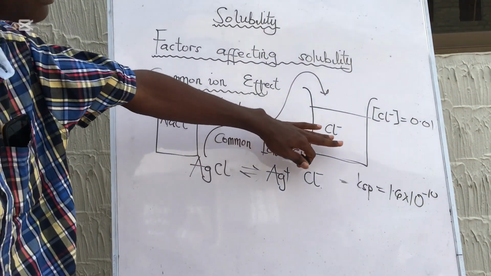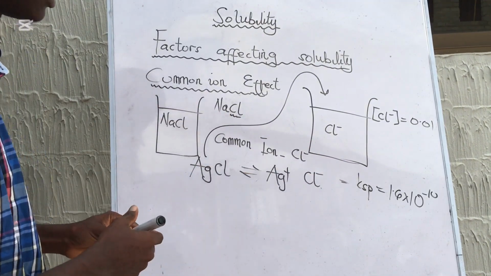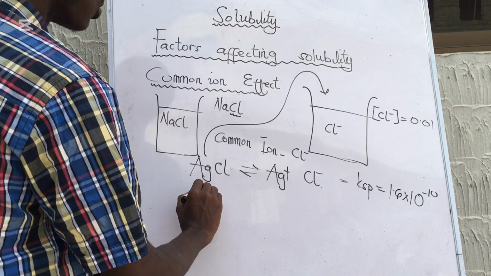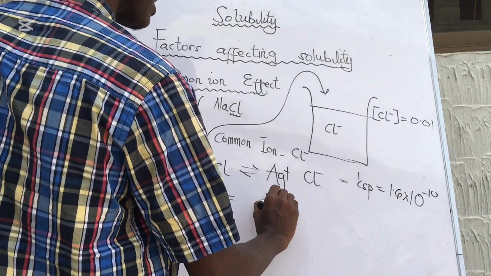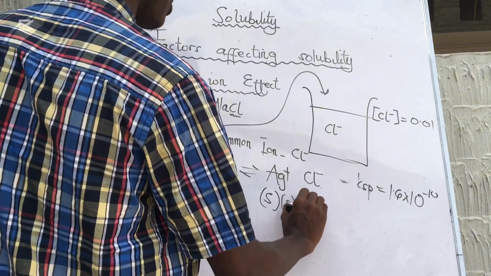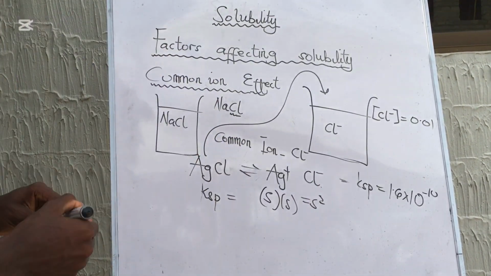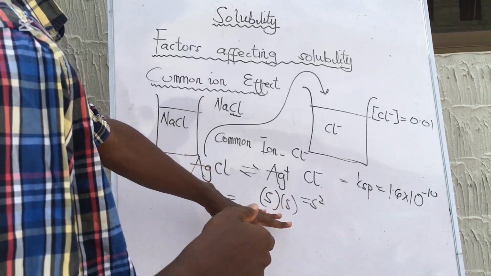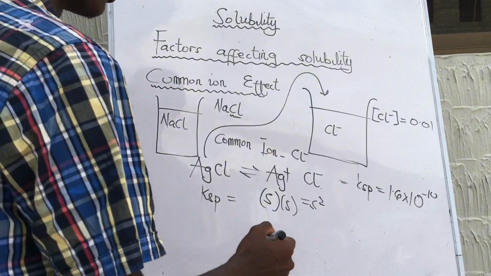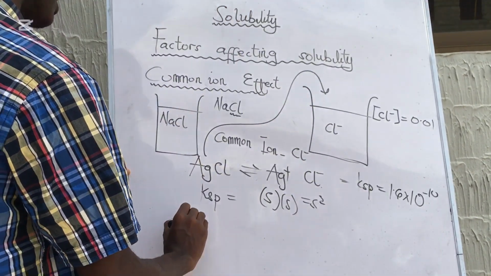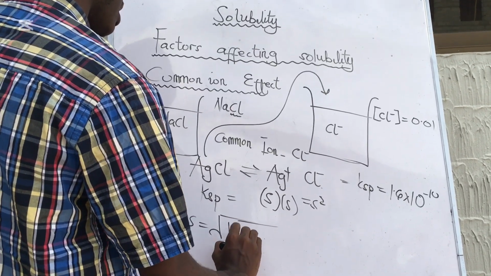If this is the concentration of the Cl minus already in the solution, then we can find the solubility. You remember that if you are writing the expression, our Ksp is equal to S times S, giving you S squared, where S denotes solubility. So if you know your Ksp, you can find S by taking the square root of Ksp. So your solubility, S, will be equal to the square root of your Ksp.